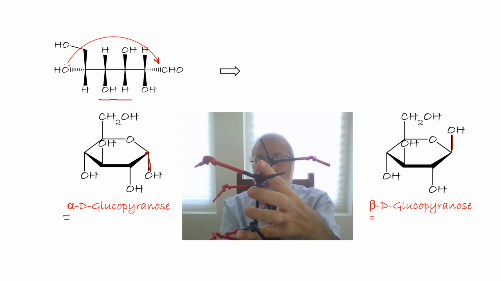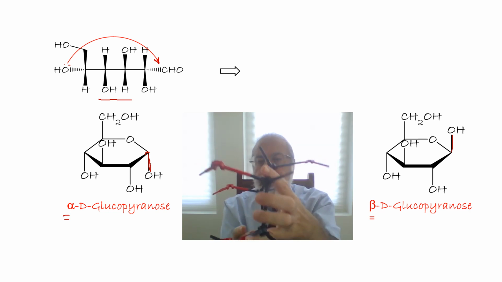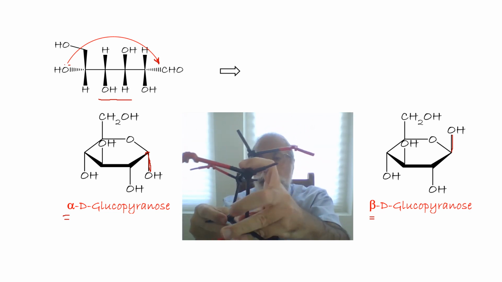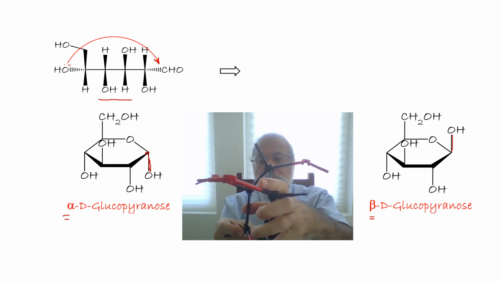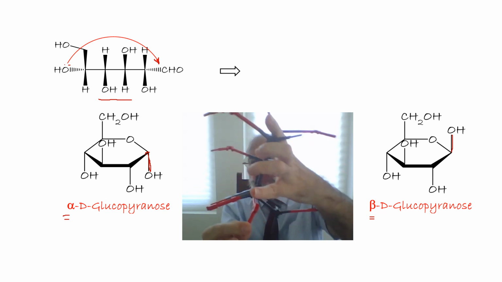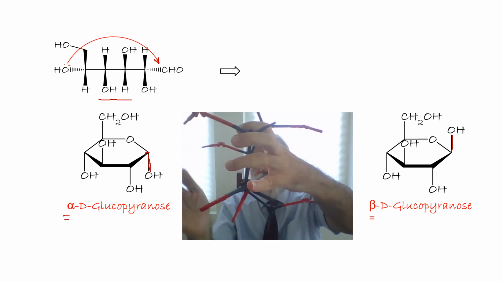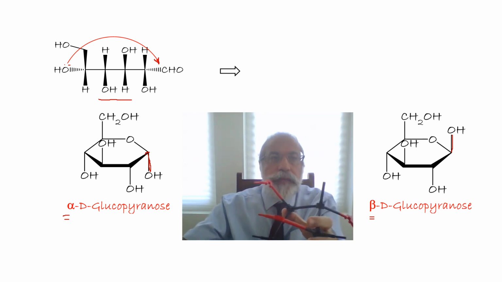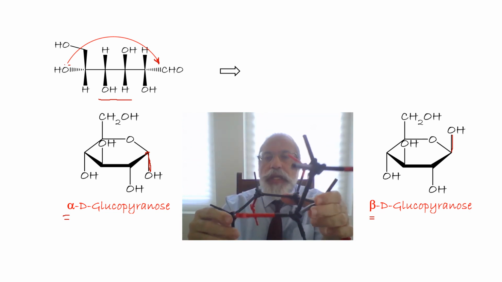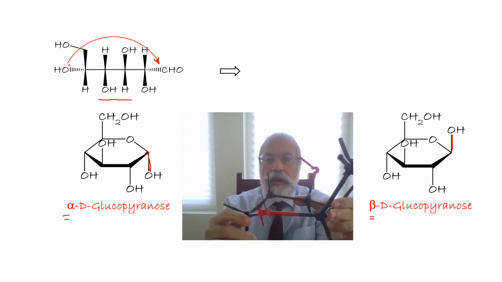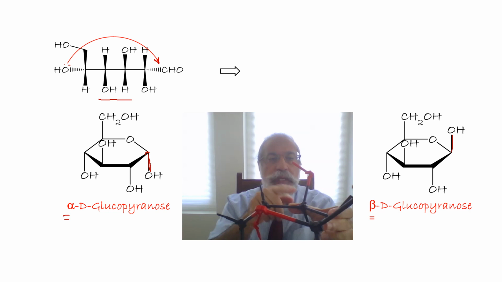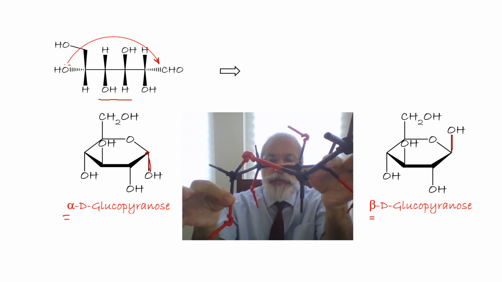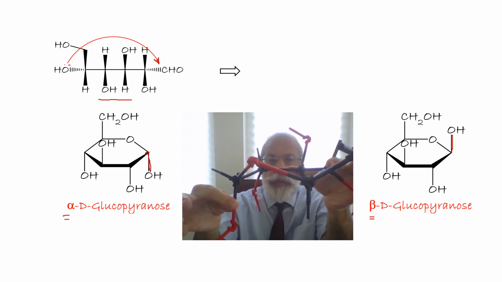Now, for the OH on carbon 5 to attack the carbonyl, it has to be nearby. So we have to rotate. Okay? Now the OH is nearby the aldehyde. Right? Now we have the molecule: the OH on the anomeric carbon is down, C2 is down, C3 is up, C4 is down. This is the alpha configuration, alpha-D-glucopyranose.